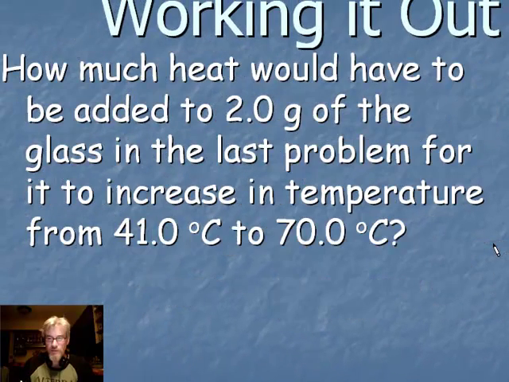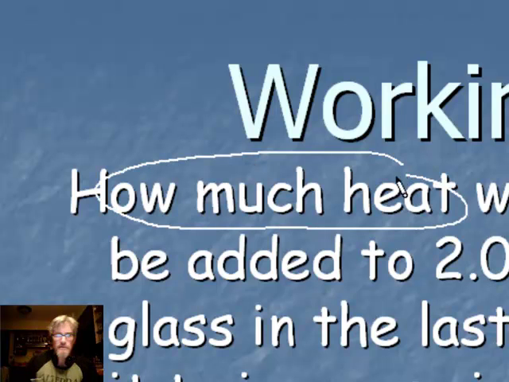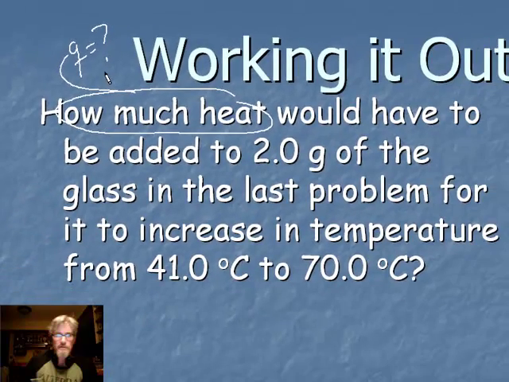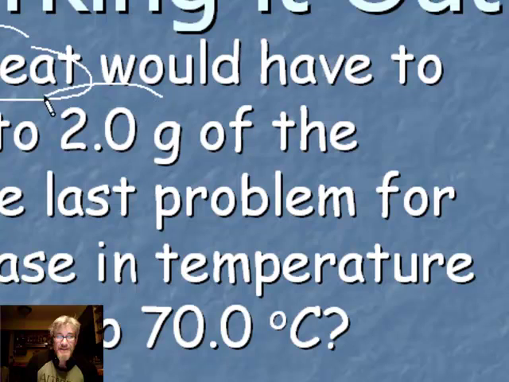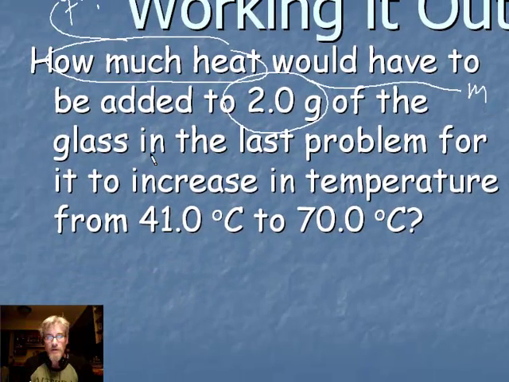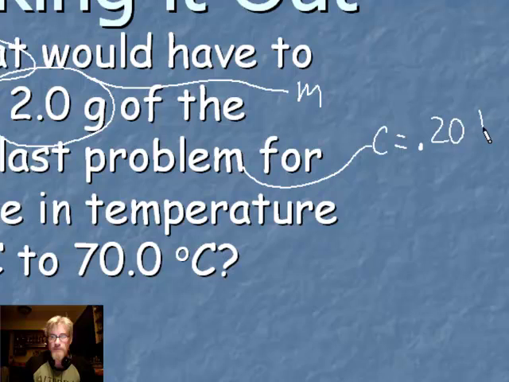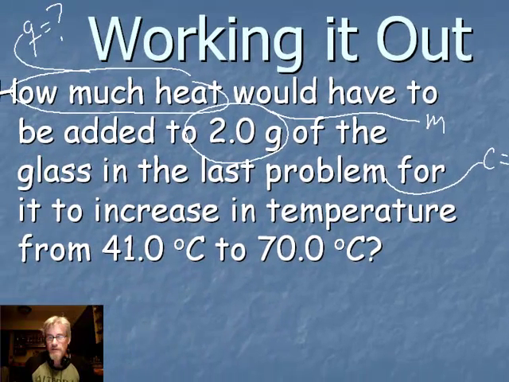Here's another problem. It says how much heat. So as I'm analyzing this problem, here's what I'm doing. How much heat means that's a question, and the question is about heat. Q is, I don't know what. How much heat would have to be added to 2.0 grams? Okay, there's an M. Grams is mass. Of the glass in the last problem, okay, so here's what I know about that. In the last problem, we determined specific heat was 0.20 joules per gram per degree C.